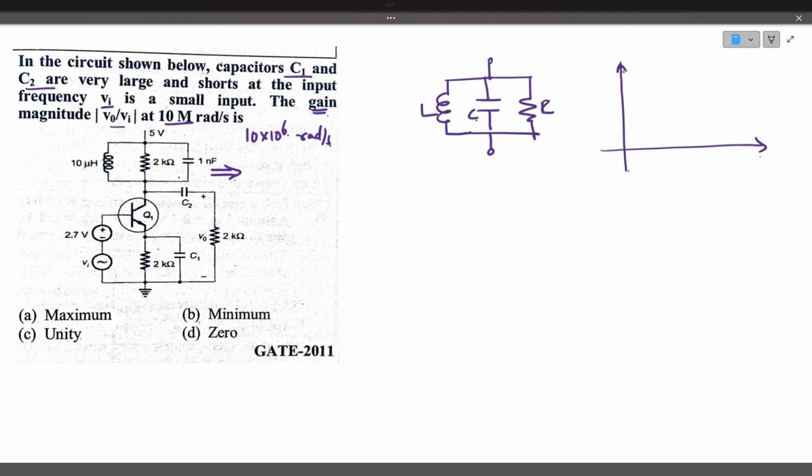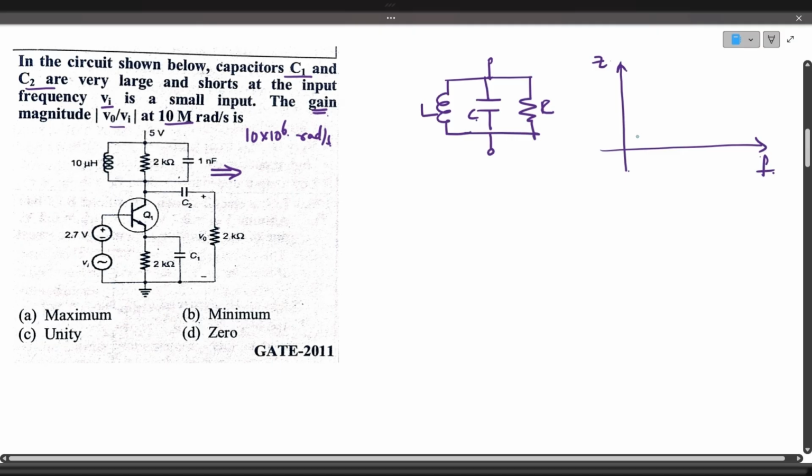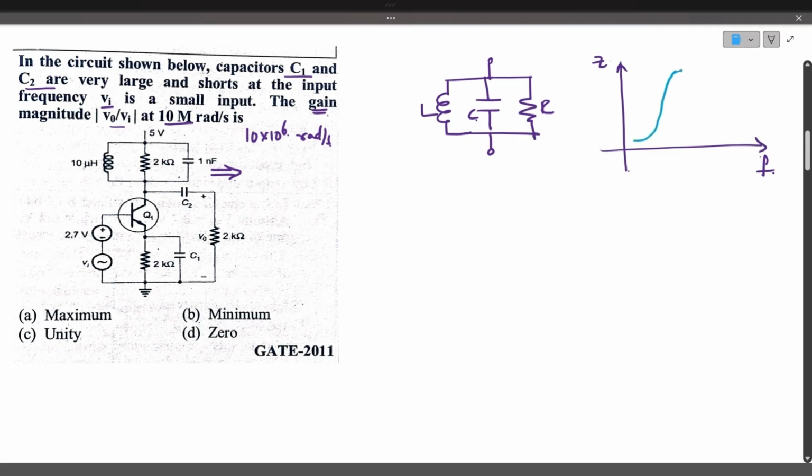The impedance graph will be like this. This is Z impedance and this is frequency F. The impedance keeps on increasing in the first half and reaches the maximum point at the resonant frequency, and it reduces, coming back to lower values at the higher frequencies. So at the lower frequencies and higher frequencies, the impedance is minimum. At the resonant frequency, the impedance is maximum, that is ZP.